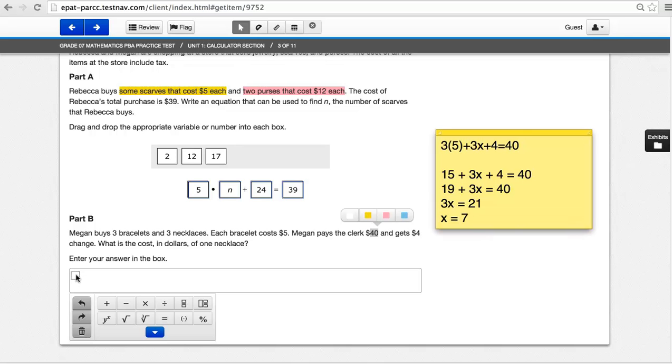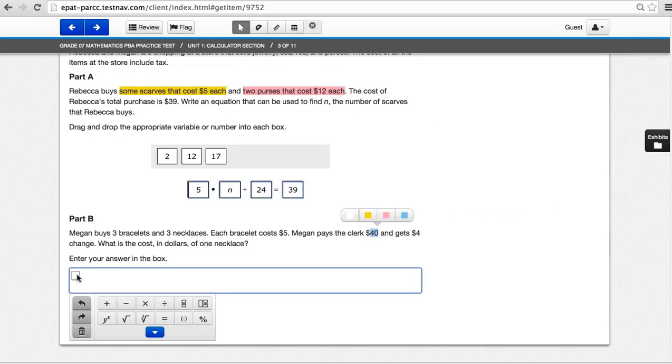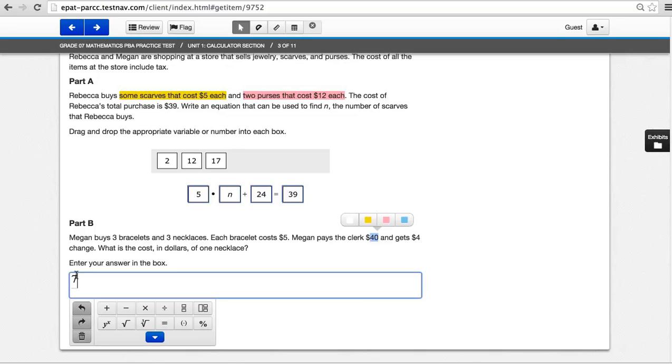So I'm going to put my answer here as 7. Note you don't need the dollar sign. All you have to do is type in the number 7. What is the cost in dollars of one necklace? The answer is just 7. So with that said, I'm just going to click next.